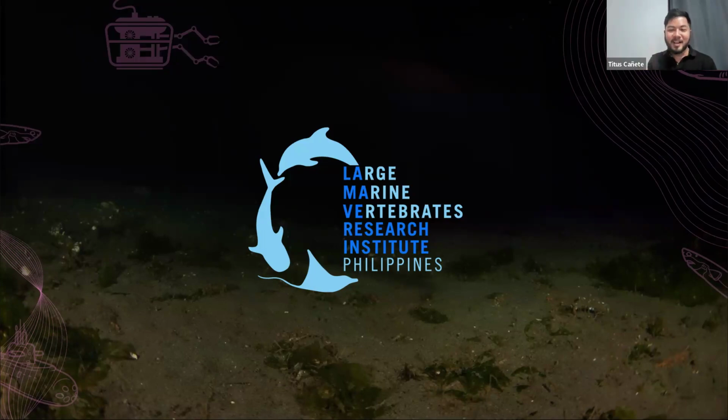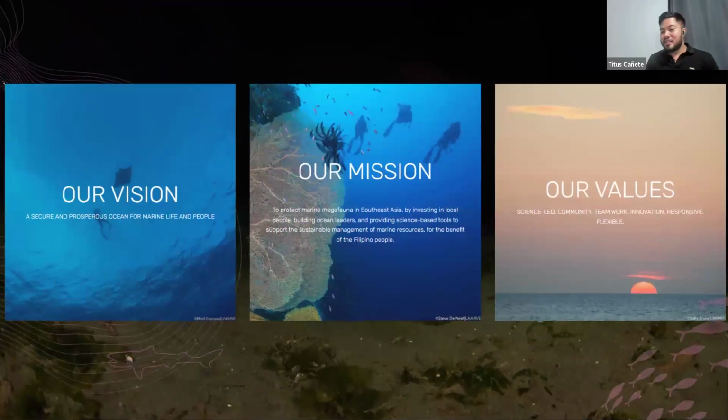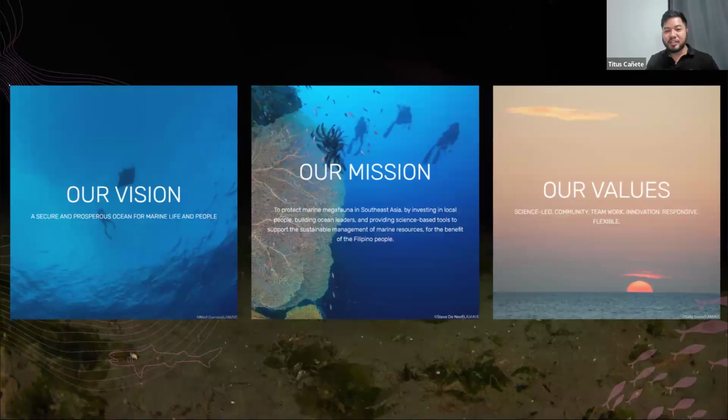We have a vision of really having a secure and prosperous ocean, not just for the marine life, but also for the people who depend on it. The majority of the Philippines' protein source is really reliant on seafood, and if we can't protect these ecosystems and the indicator species and the species that make up these ecosystems, that will eventually affect the human population down the line. We want to protect marine megafauna.